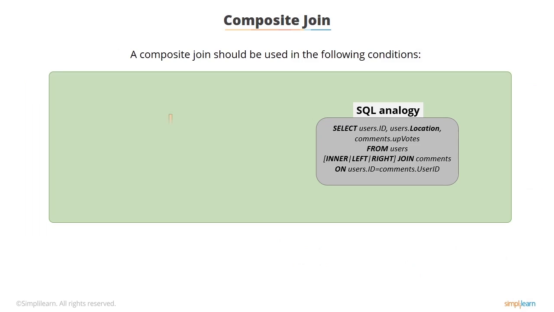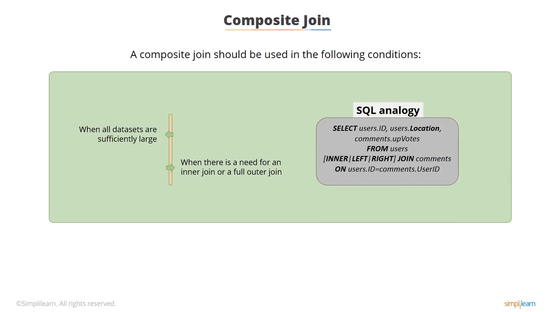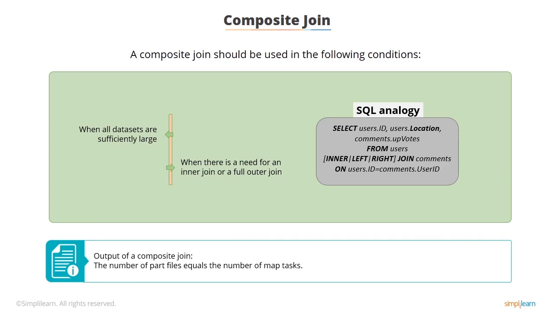Composite joins should be used when all datasets are sufficiently large and when there is a need for an inner join or a full outer join. A SQL analogy of a composite join is displayed on the screen. In the output of a composite join, the number of part files equals the number of map tasks.